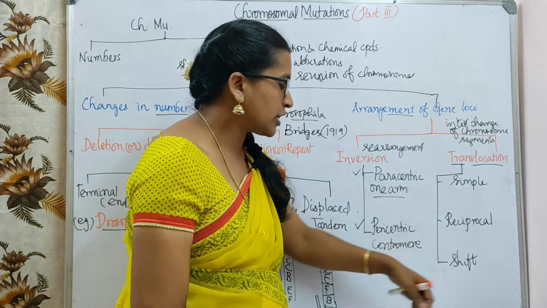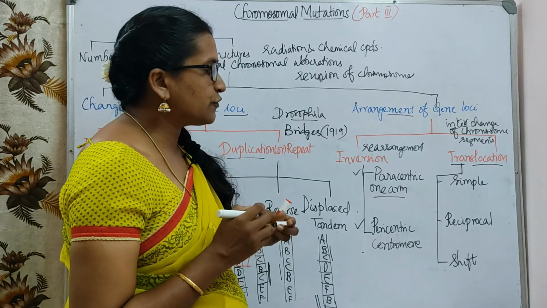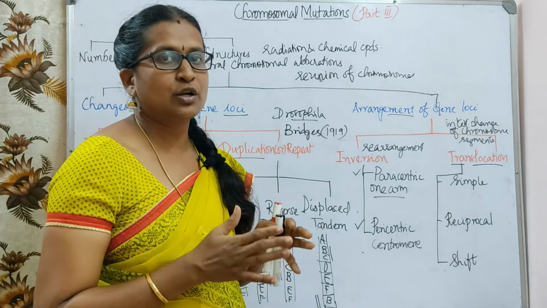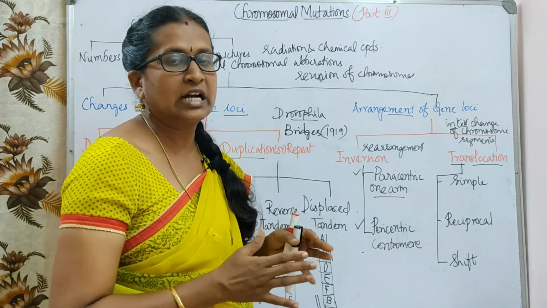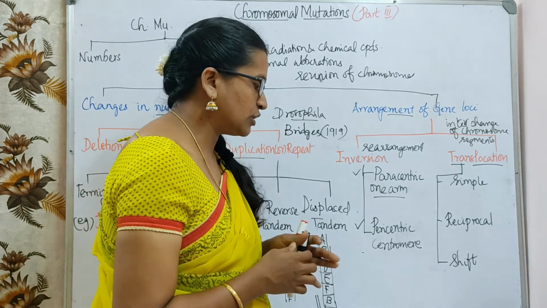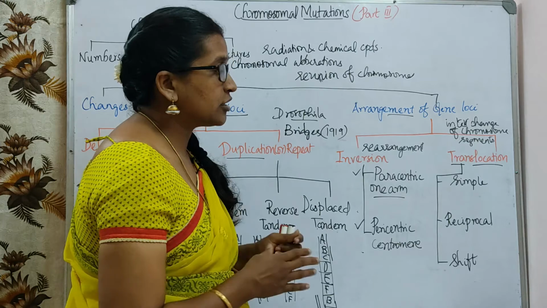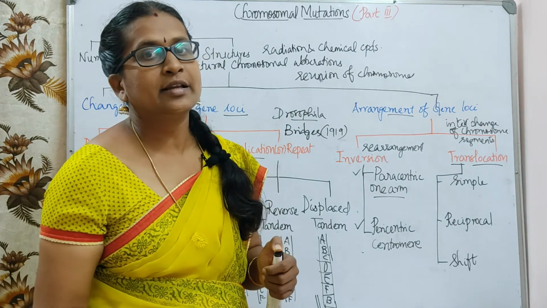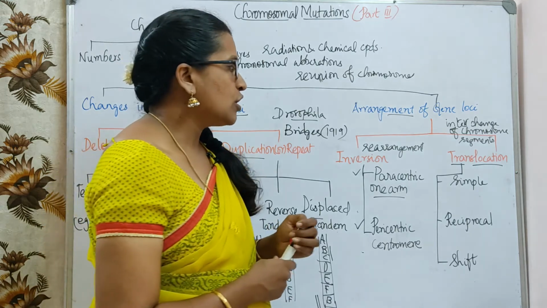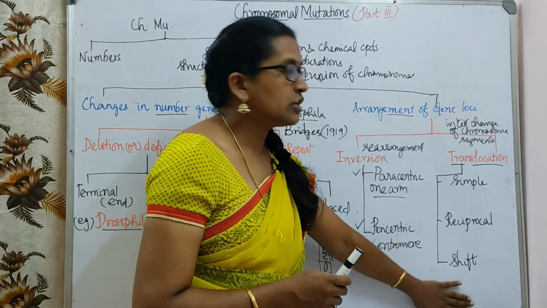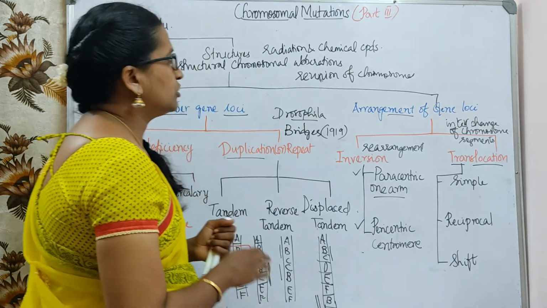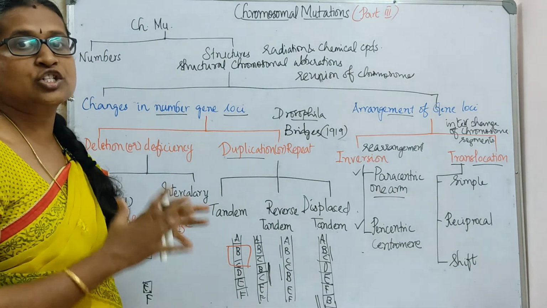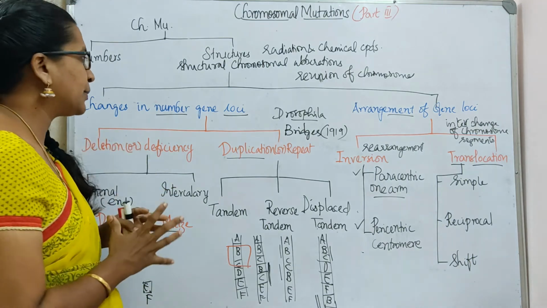And then shift translocation. In shift translocation, the segment of the chromosome itself will be cut and shifted nearby, within the same chromosome, or it may be shifted to another nearby chromosome also, which is called a shift translocation. So this is all about how chromosomal structural mutation happens.